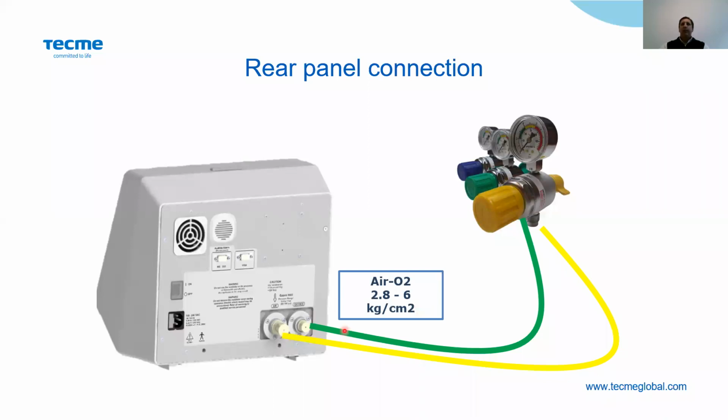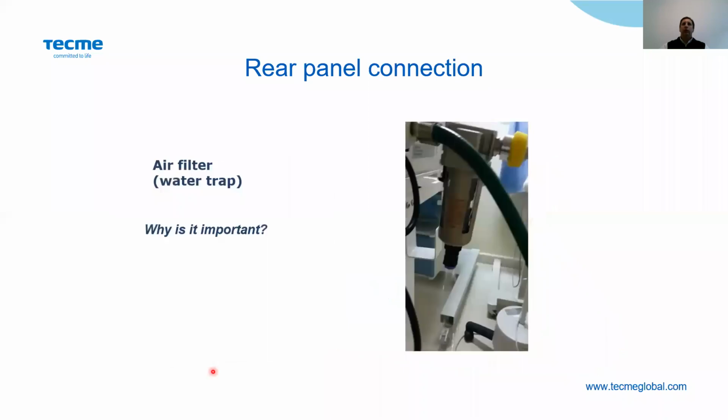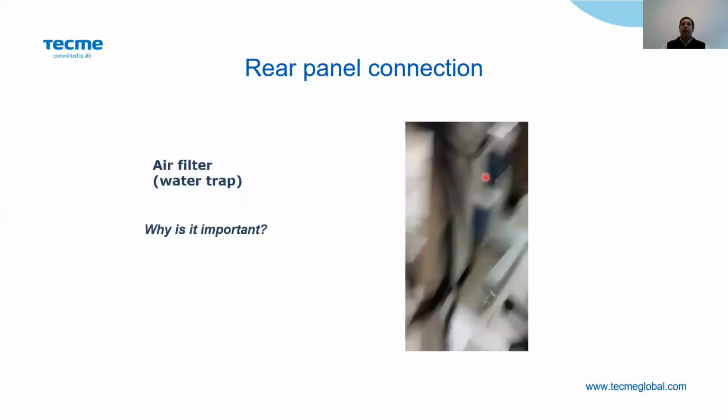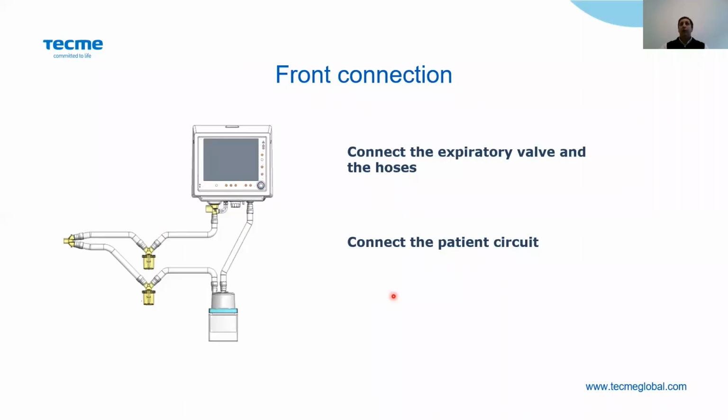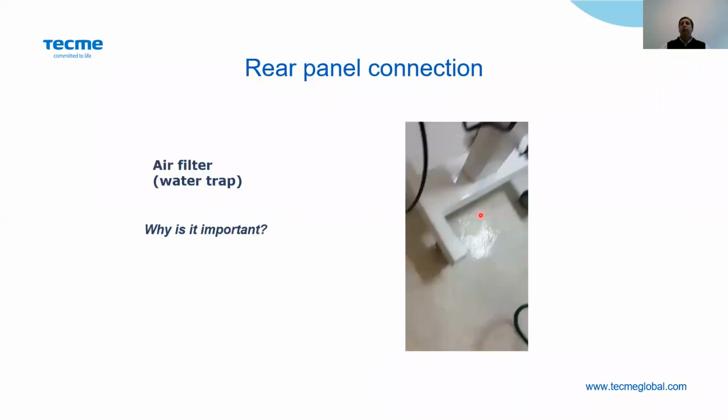This is an example of why it's so important to use the filter and use medical grade air. As you may see in the video, there is water coming inside the central pipe. And this water is being filtered by the filter that we provide in order to avoid that this water goes inside the machine. But remember, even though the filter is there, we recommend to use medical grade air and medical grade oxygen.